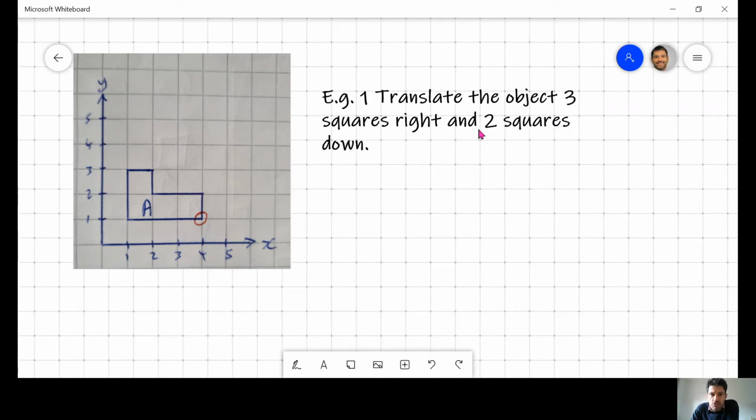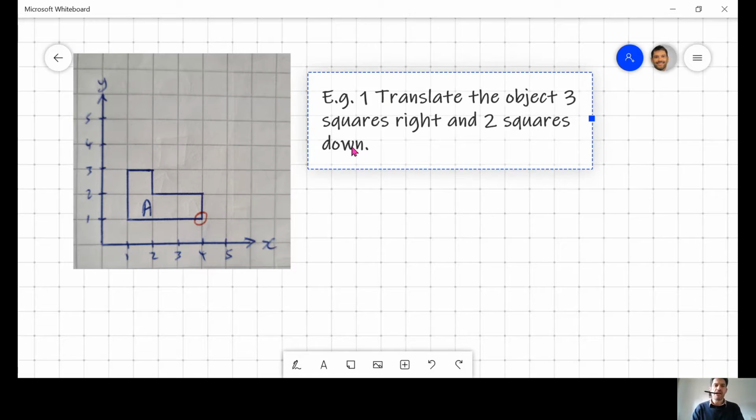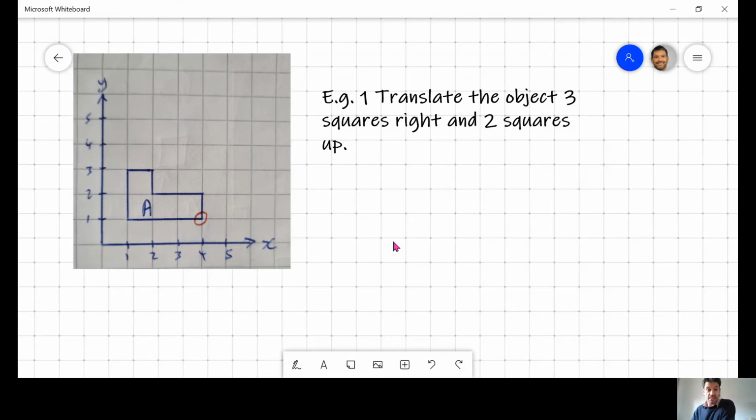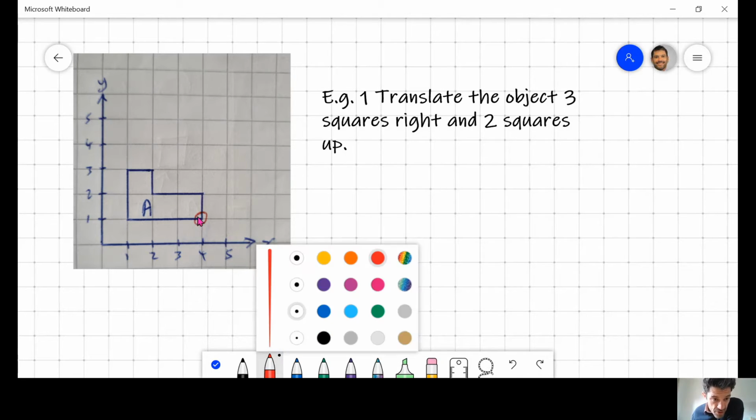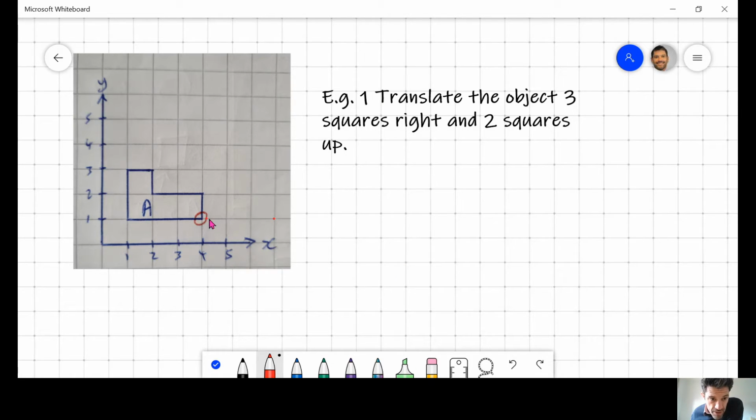Translate the object 3 squares right and 2 squares down. Can I change that? I know I should write it down. I beg your pardon, it's not ideal if it goes off the axis. Sorry, translate the object 3 squares right and 2 squares up. What we do is start at the corner and count squares. We have not gone 1 square right until we get to here. Don't count the middle of the squares as some students do. We go 1, 2, 3 squares right.